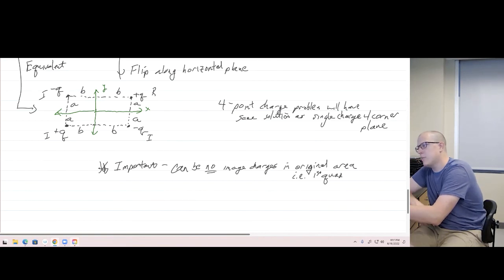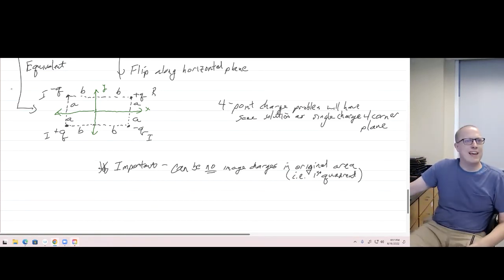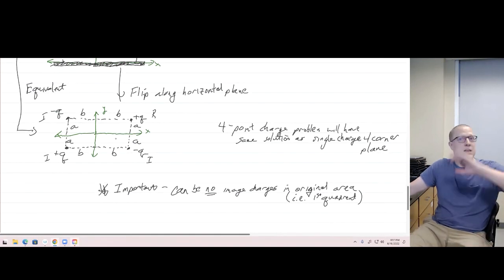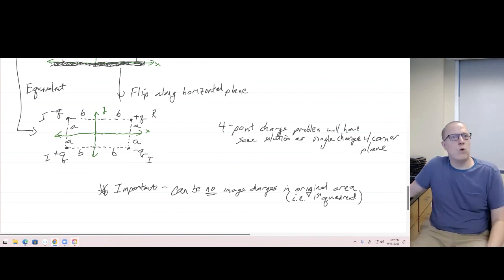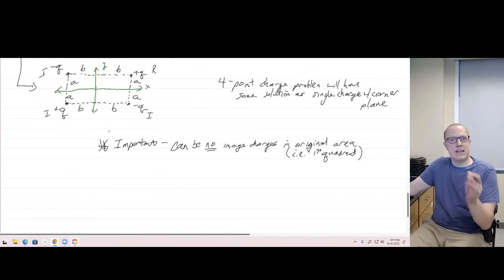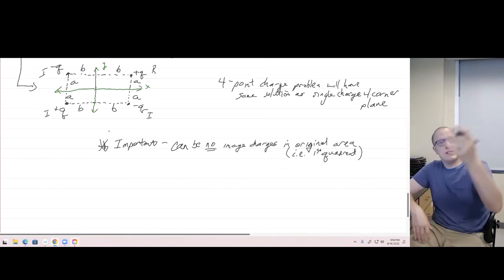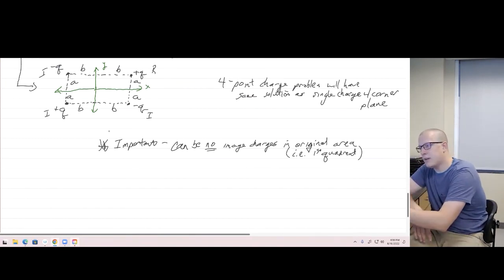So for our example, if I were to have done all this flipping and then somehow I did some sort of flip where I ended up needing an image charge up here in the first quadrant, that means I can't use method of images and it just won't work. So there can never be any image charges in the original area that we started with. And now in this case, we don't have that, so that's okay. We can still use this, but we have to also keep in mind that our solution is only valid in the original region.